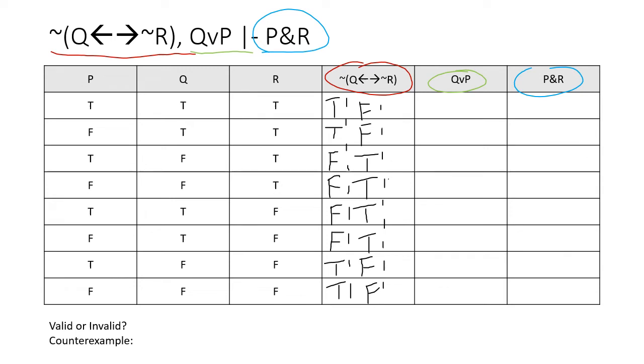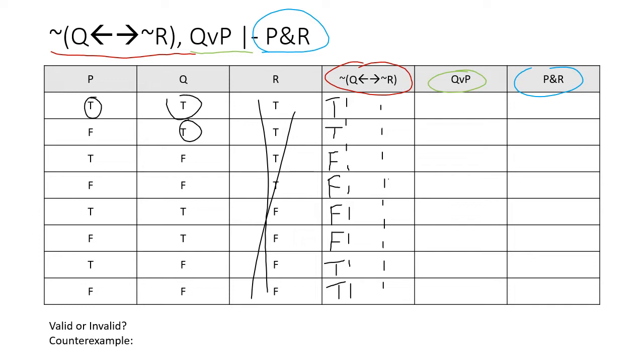And then we can get rid of this column here. So that's that premise. Now we can do this wedge, and this wedge is pretty simple. Wherever they are true, or at least one of them is true, it's going to be true here. So that's all we got to do for that one.